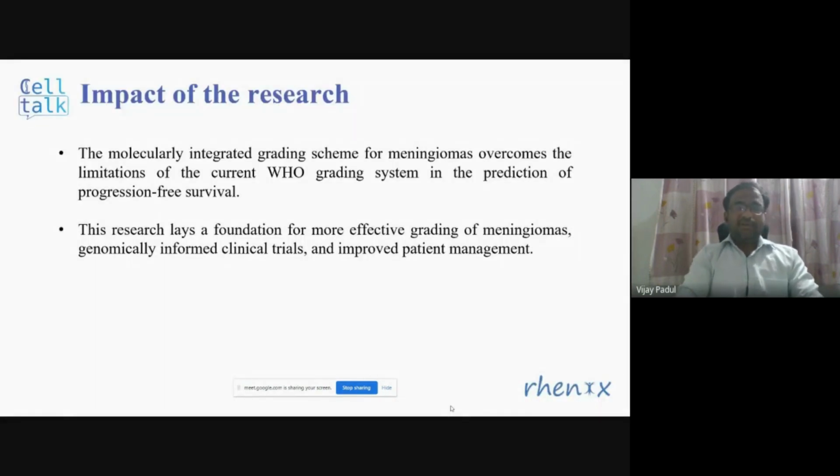Impact of the research: the molecularly integrated grading scheme of meningiomas overcomes the limitations of the WHO grading system, and it improves the prediction of progression-free survival in patients. And this research lays the foundation for more effective grading of meningiomas, genomically informed clinical trials, and improved patient management in the future.